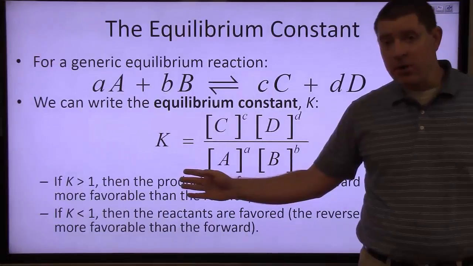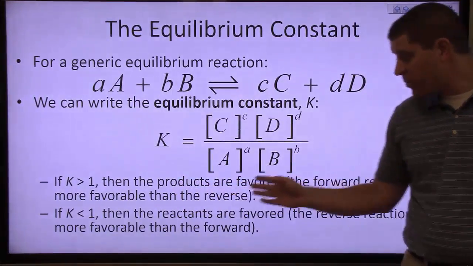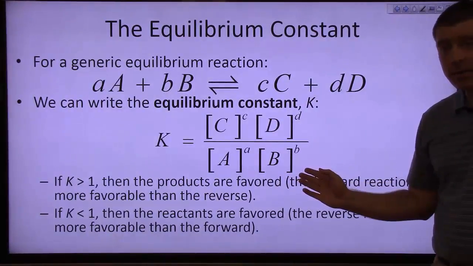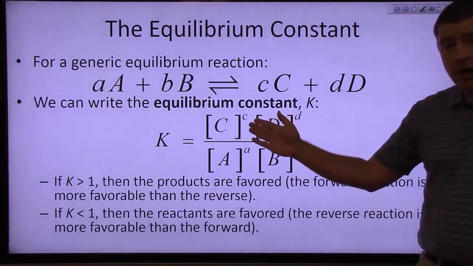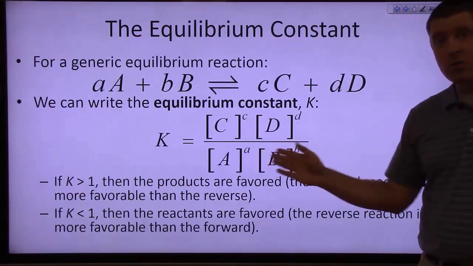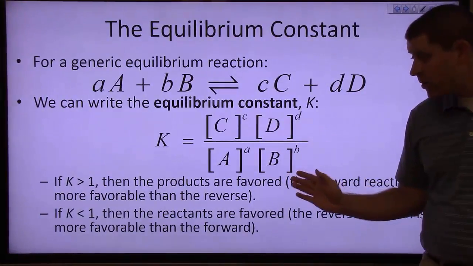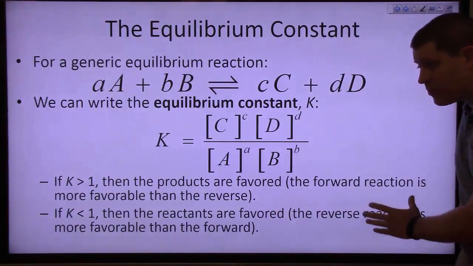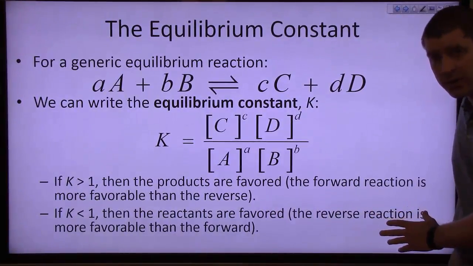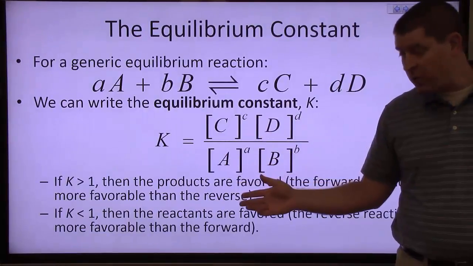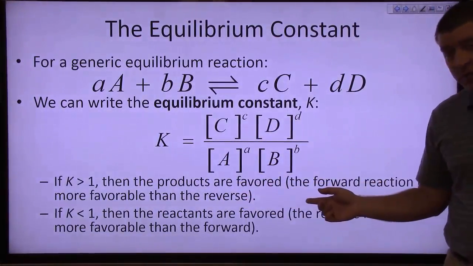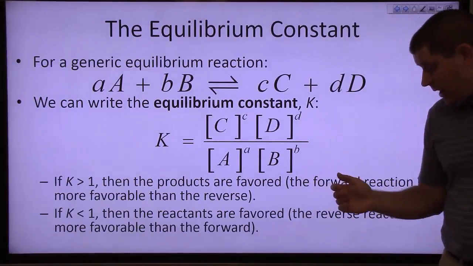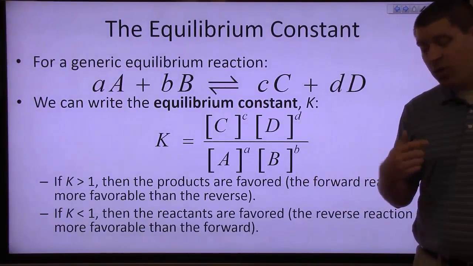Now, if the value of K is greater than 1, then the products are favored, right, because our numerator is larger than our denominator, and that means we have larger concentrations of our products than we do concentrations of our reactants. So if K is greater than 1, the products are favored, and that means that the forward reaction is more favorable than the reverse reaction. On the other hand, if K is less than 1, then the reactants are favored. We have more reactants than we have products, and that means that the reverse reaction is more favorable than the forward reaction.